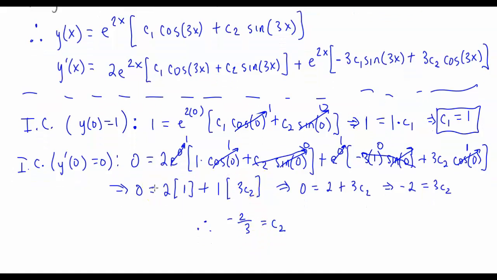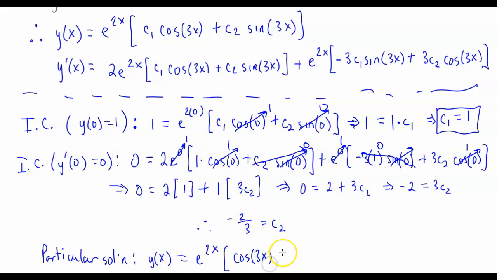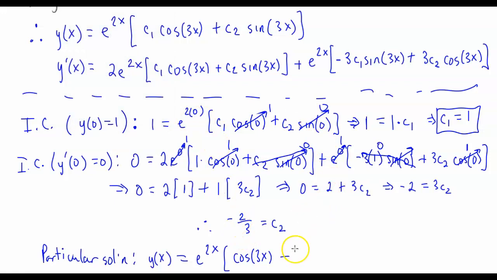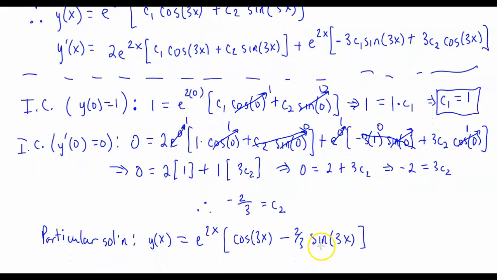And now that we know that our particular solution here is going to be y of x equals e raised to the 2x, times c1 is 1, so that'll just be cosine of 3x, plus c2 is minus 2/3 here, so we will put in a minus 2/3 sine of 3x. And that will be our final answer for this particular problem.